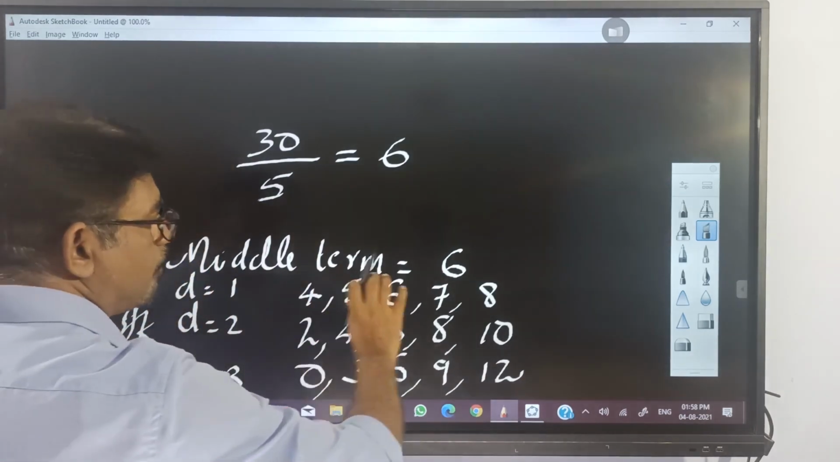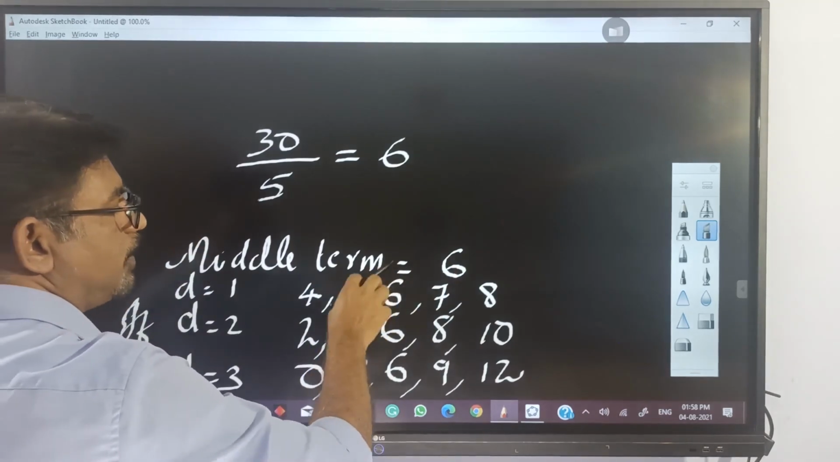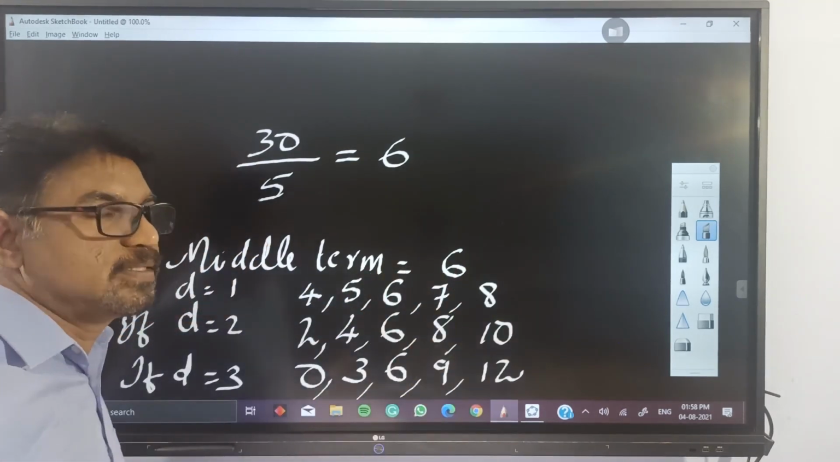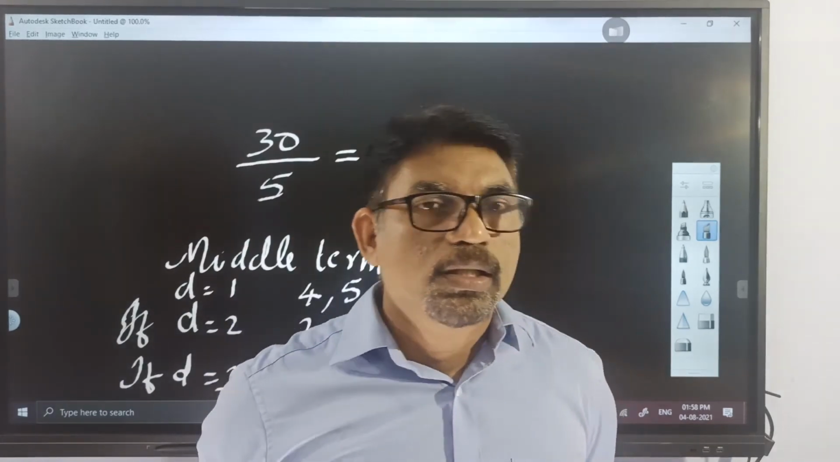So now if the number of terms is odd, it is enough to multiply the middle term by the number of terms to find the sum. This is the logic behind that. So I think this is very clear to you.